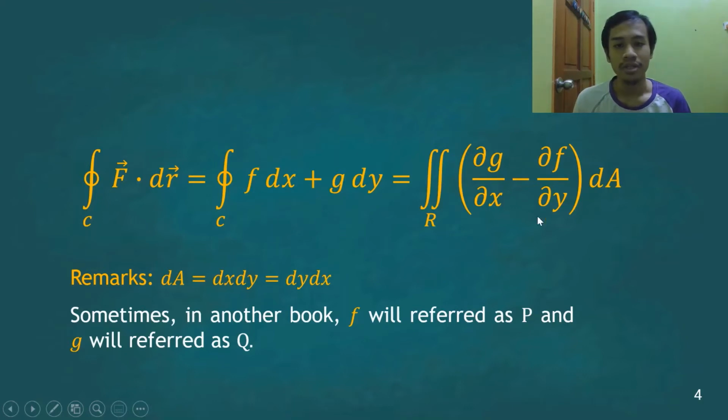Based on the equation, we can see that Green's theorem actually relates a line integral, which is a single integral around a simple curve C, to a double integral over a plane region R that is bounded by curve C.